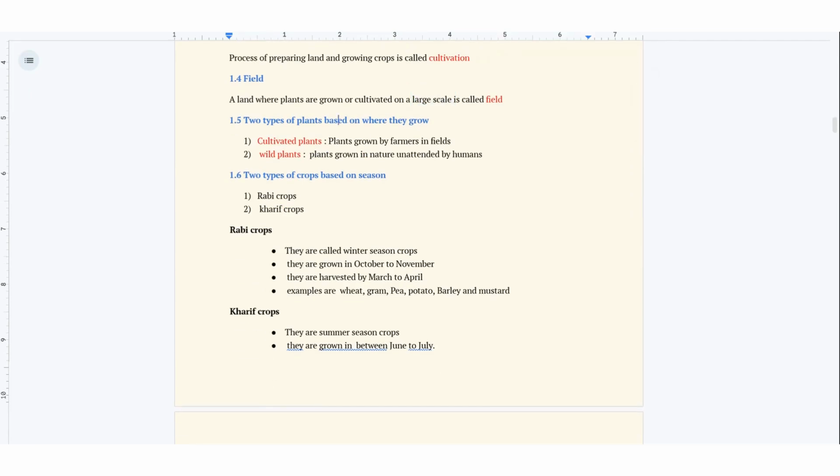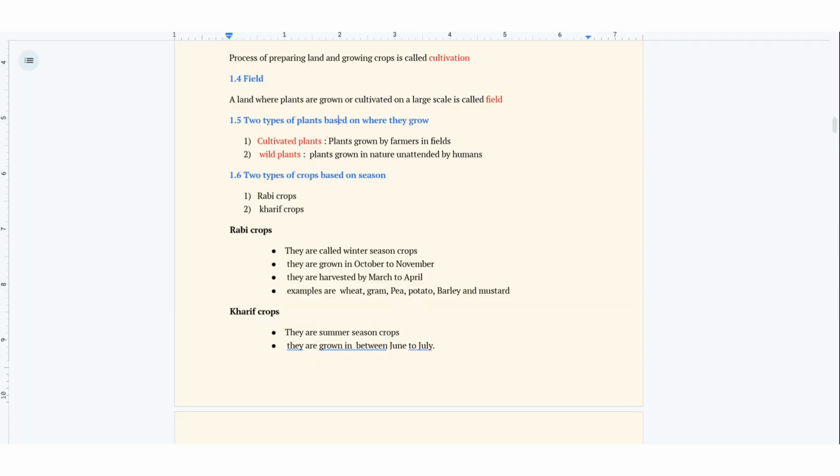Two types of plants based on where they grow. Meaning, is it planted by man or does it grow of its own? So there are two types. One is cultivated plants. The other is wild plants. So cultivation, we already studied about that. Plants grown by the farmers in the field.